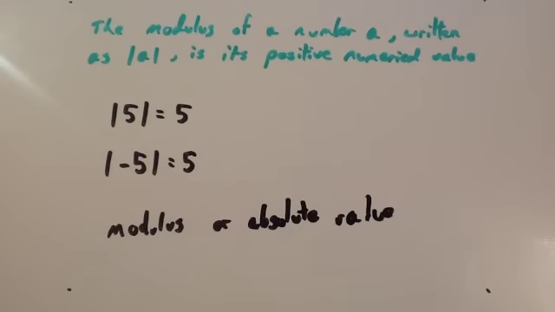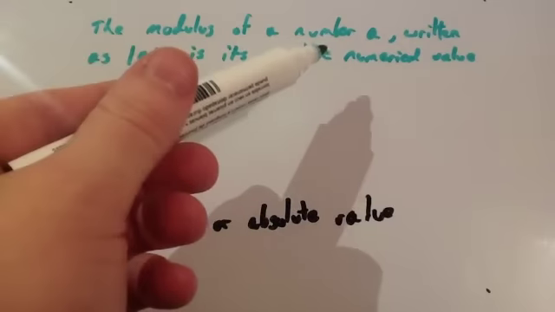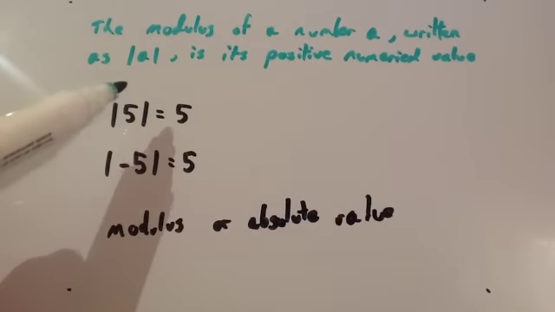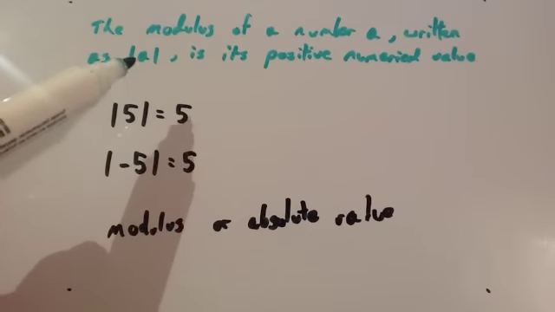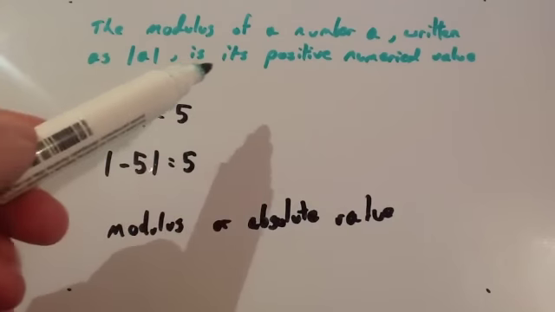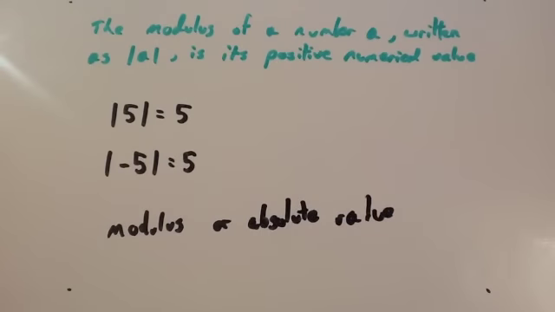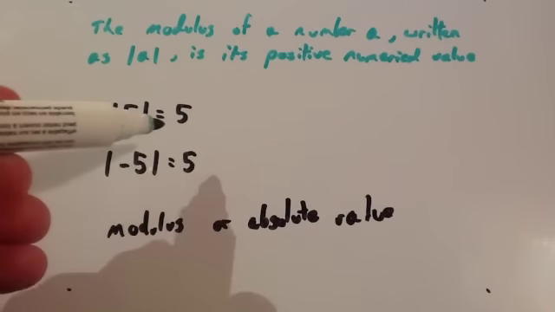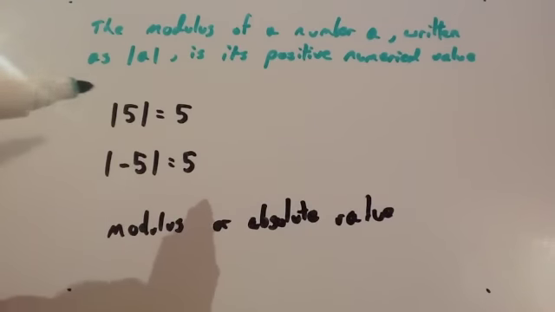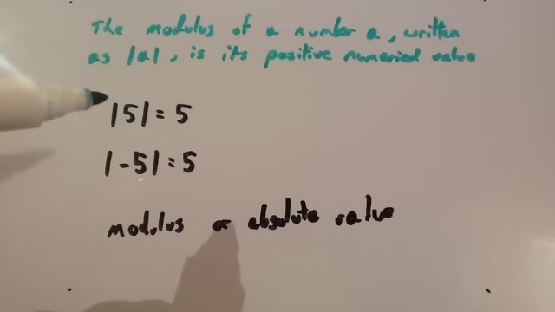Okay, in this chapter we're going to be looking at the modulus function. So the modulus of a number a, written as |a|, with two vertical lines on either side of a, means modulus a, which is its positive numerical value. Whenever you take the modulus of a number, you're just looking at its positive numerical value. So for instance, the modulus of 5 would be 5, because the positive numerical value of it is 5.